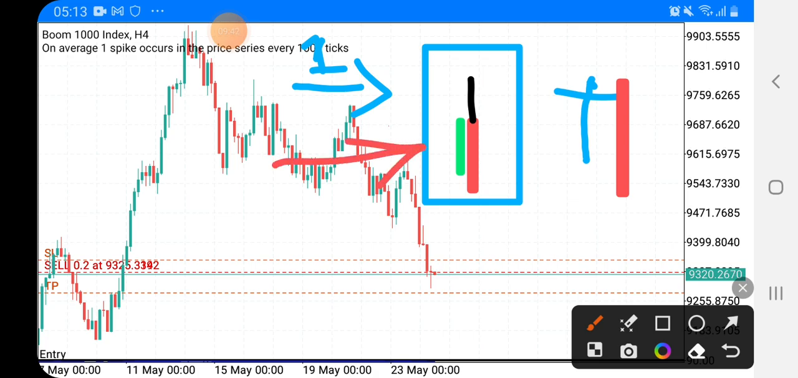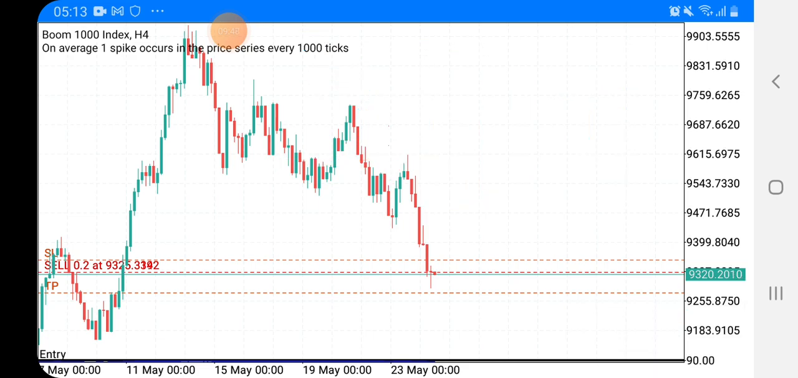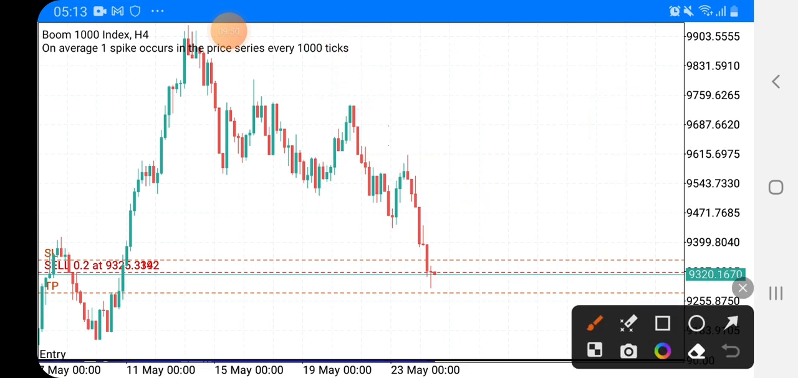Remember, this is bearish. You can check out the bullish one, it's just the same thing, the opposite, right? Then the last candlestick pattern that I use a lot is the morning and evening star, right?